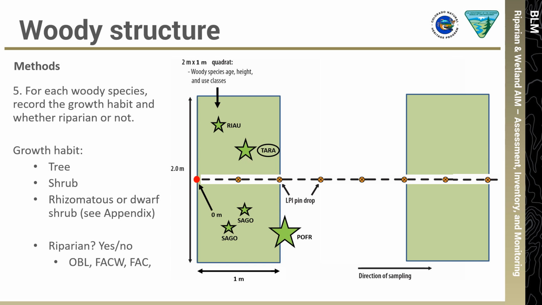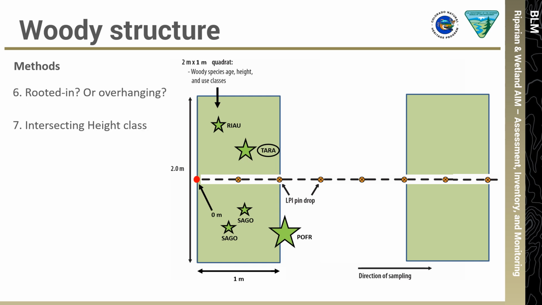In the example shown here, the Ribes aureum, shown at the top of the quadrat, is rhizomatous and FAC, so we would mark it rhizomatous and riparian on the datasheet. The tamarisk is a shrub and FAC, and the willow, Salix, and the cottonwood, Populus, are trees and both FACW. So we would mark them by their growth forms and all riparian.